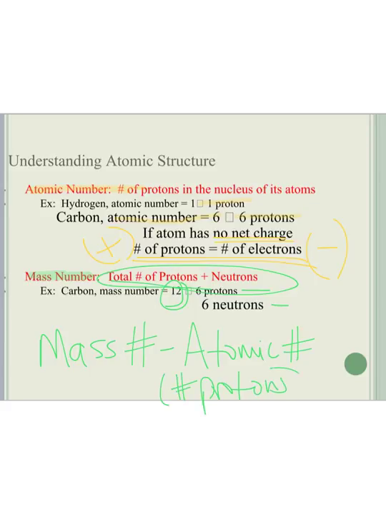That is equal to the number of neutrons. Okay? So that's how we know the number of neutrons. Mass number minus atomic number, which is the number of protons, is always equal to the number of neutrons.